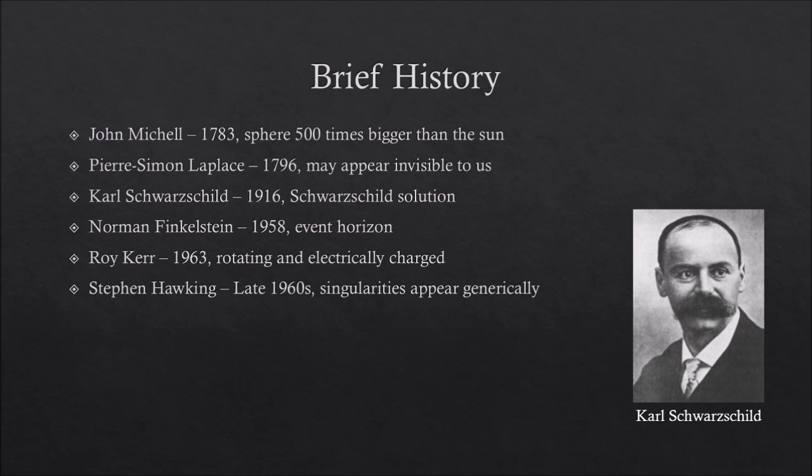Soon after, solutions were found for other types of black holes, rotating and electrically charged black holes. These were found by Kerr. And then in the late 1960s, Stephen Hawking showed that singularities in black holes appear generically in all of them. And soon after, he predicted that black holes radiate like a physical body that absorbs all electromagnetic radiation, which is almost the basis of what we believe is correct now. That was where it really kicked off.